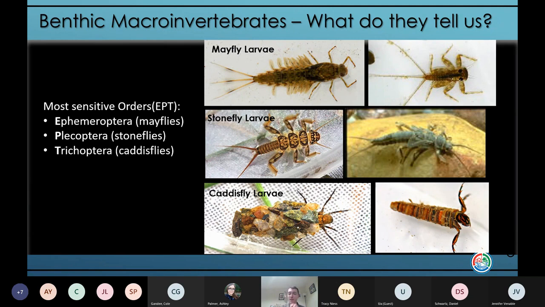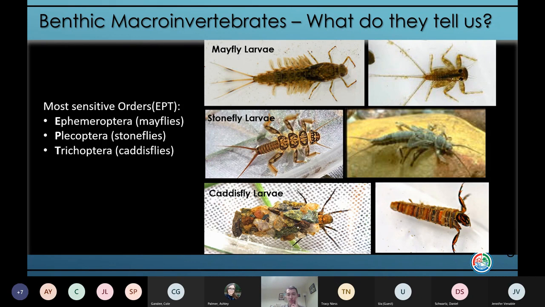Different species will use different materials from their environment to make their cases out of. The first one uses little pebbles. Then there's another species next to it that will find sticks or grass and use their mandibles to cut them into certain lengths and then use those lengths to make their case, sometimes in geometric patterns, which is really interesting and not often seen in nature. So it's a very interesting thing to see. Those are the three most sensitive orders or families of benthic macroinvertebrates that we like to see if we find them.